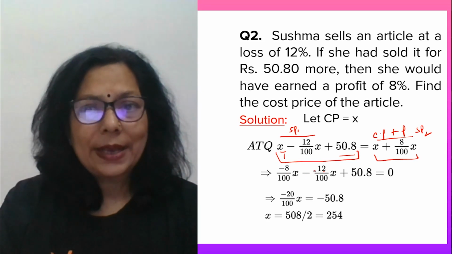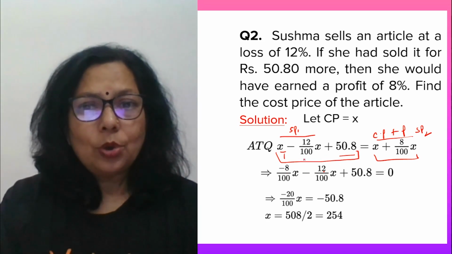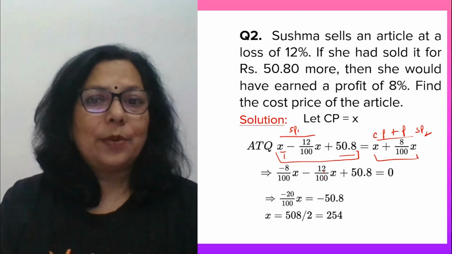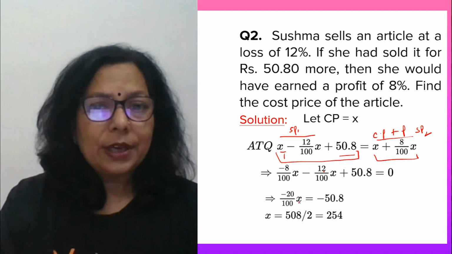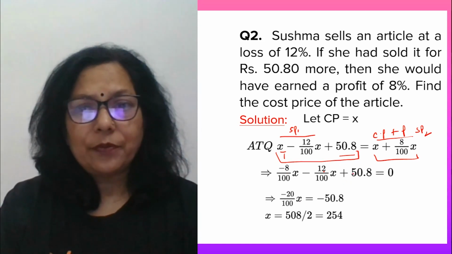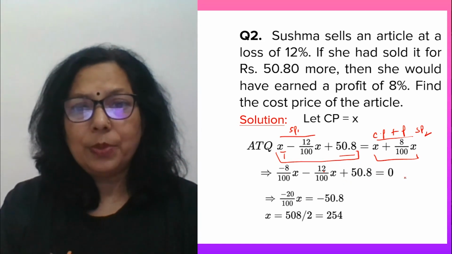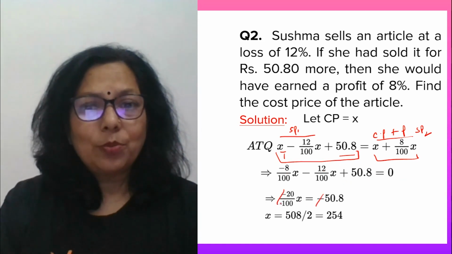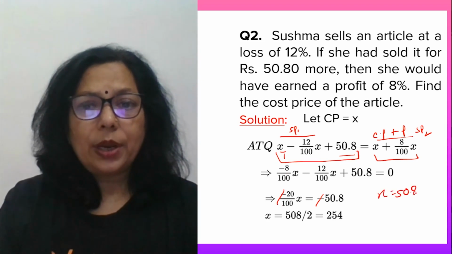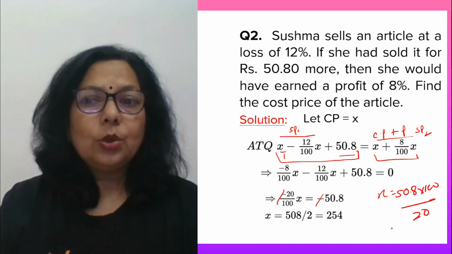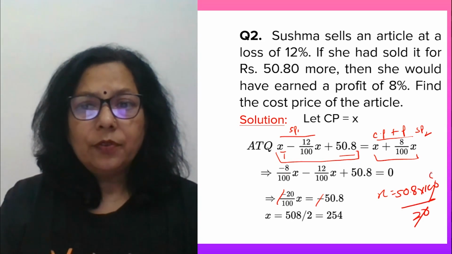Why? Because all x are coming on this side. So x minus 12 upon 100 x minus 8 upon 100 x. So this whole gives you minus 20 upon 100 x, and 50.8 will go to that side, it will be minus. Minus minus from both sides gets subtracted. So x is equal to 50.8 into 100 upon 20.